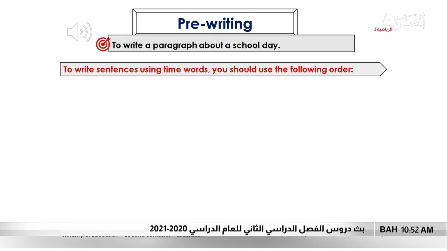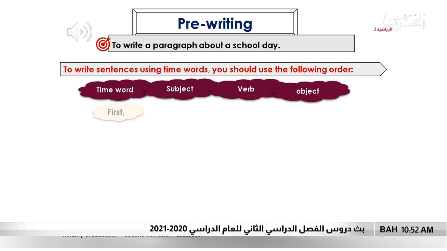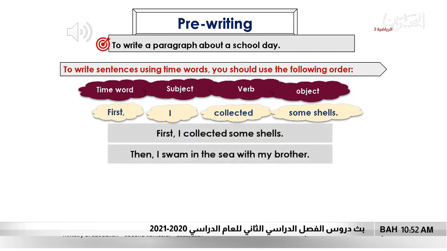Let's look at the following example. First, comma, a very close comma. Finger space, I, subject, finger space. Collected, verb, finger space, some shells, object. Another example with irregular verb. Then, comma, I swam, past tense, irregular, in the sea with my brother, object.